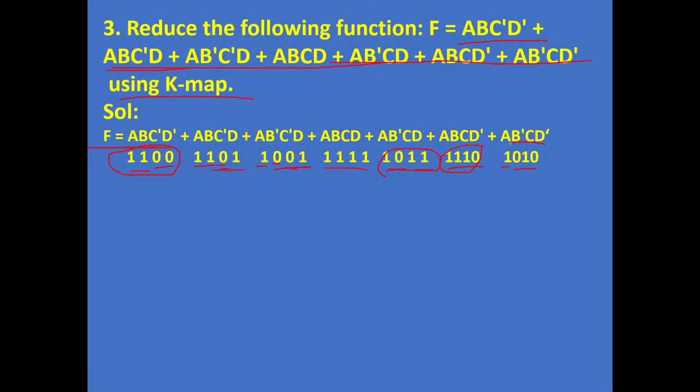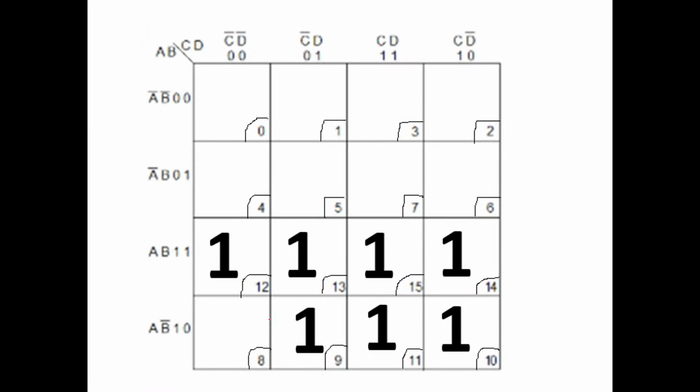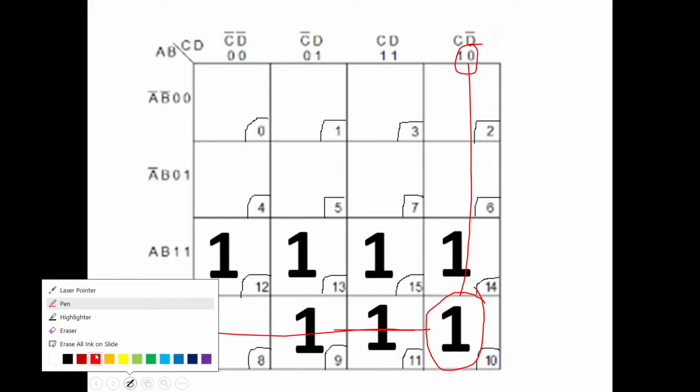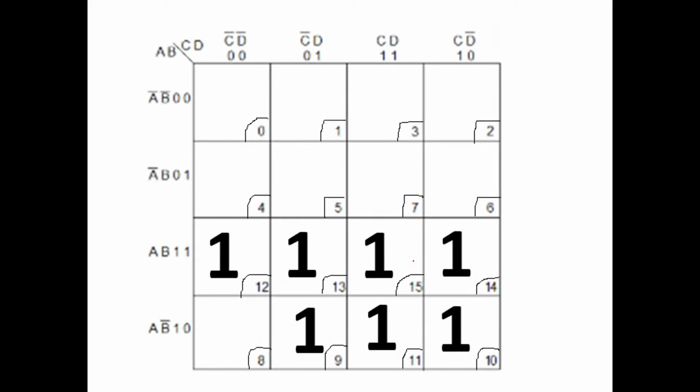Next, 1, 0, 1, 0 is there. So from 1, 0, draw like this, and from 1, 0 here, you put 1 here. Okay. So this is it.